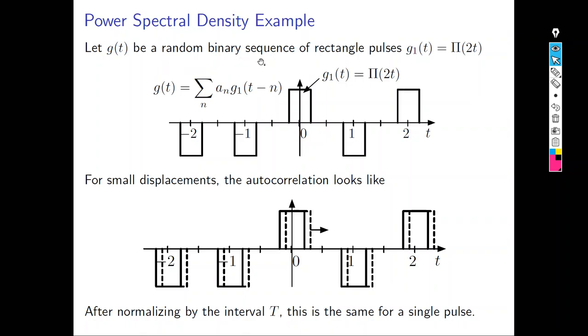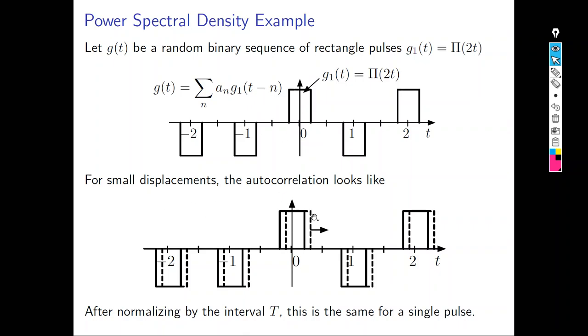Let g(t) be a random binary sequence of rectangular pulses. In practical communication systems, we don't have only one pulse, but a series of pulses, because you have too many data symbols and you want to transmit them over the channel. So they are coming sequentially, one after another. So this is the function, which is the summation of a_n g_1(t minus n).